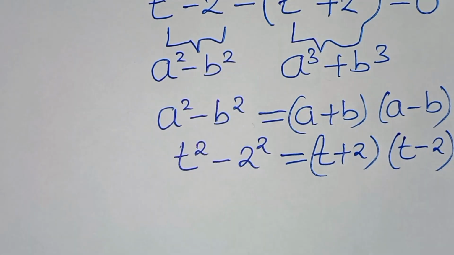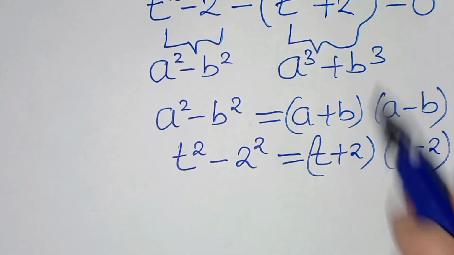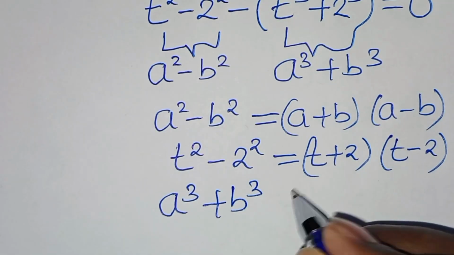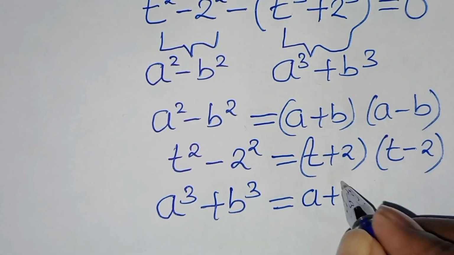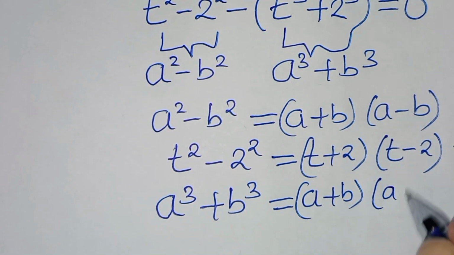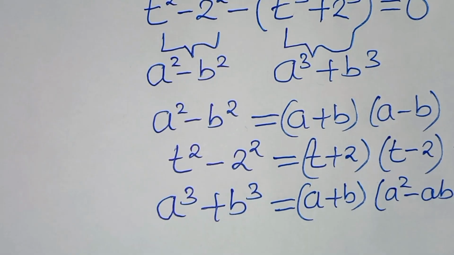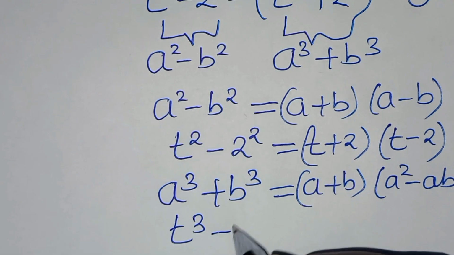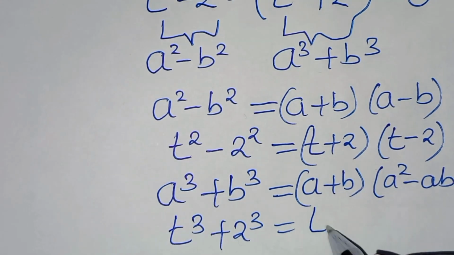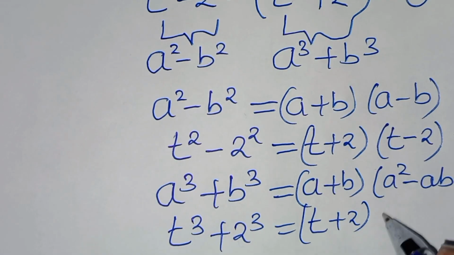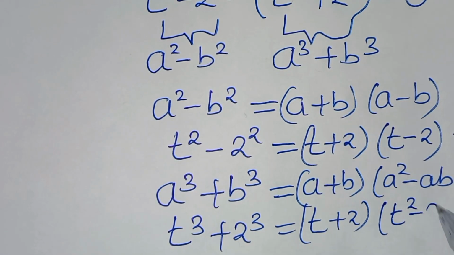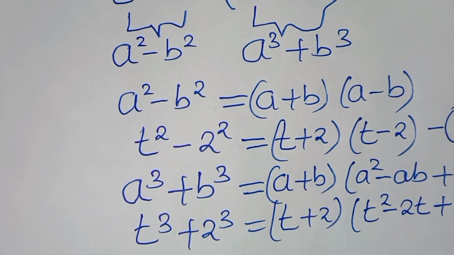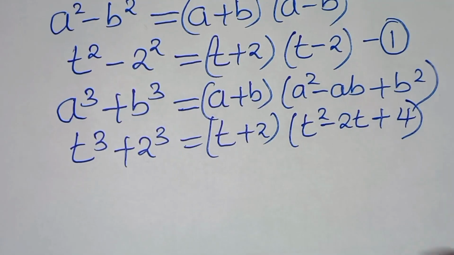Now let's call this equation 1. Then the second part is the sum of two cubes expressed as a to power 3 plus b to power 3, which we can express as a plus b, then a squared minus ab plus b squared. So this implies that t to power 3 plus 2 to power 3 is the same thing as t plus 2, then t squared minus 2t, then plus 2 squared, which is equal to 4. Now, let's call this equation 2.